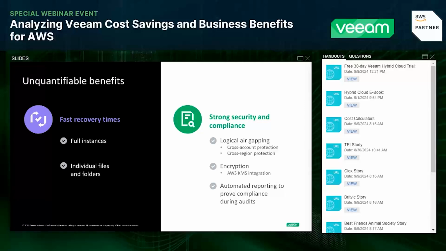But another main focus on everybody's mind is security. So with cyber attacks as prevalent as they are nowadays, it is crucial for organizations to have the best security features. And this organization was able to strengthen their security posture with us. They were able to logically air gap their data, whether it was across account or cross region, all from a single dashboard. Since we all know that having a resilient environment includes separating your primary data from your backup.